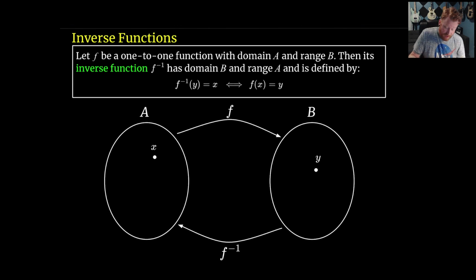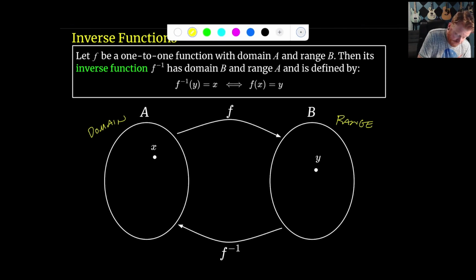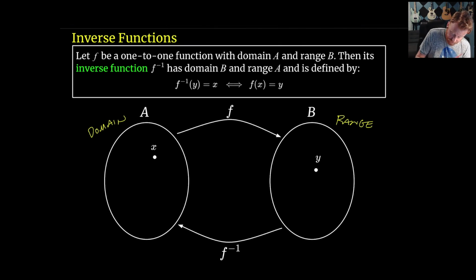Here we have domain A and a range B, so I'll just start writing some stuff in here. We're looking at a domain of A and a range of B. And then we would say that its inverse function has a domain of B. So over here for f inverse, we would call this its domain. And we would call A its range. So they're just reversing roles here.